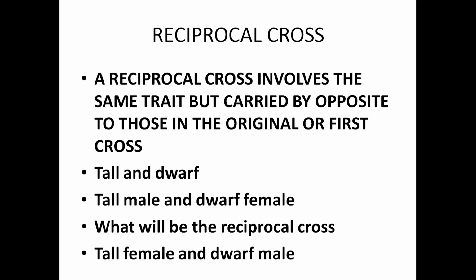Initially, the mother had the tall character in the first cross. Mother means the gynoecium is there, anthers are removed. So pollens from dwarf were transferred to a tall plant. And in the reciprocal cross, pollens from tall are transferred to a dwarf plant. This is called reciprocal cross. When Mendel did this reciprocal cross, he got the same result.